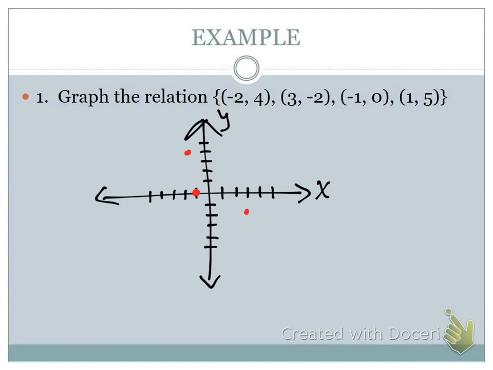Trying to make my points a little bigger. All right, what about 1, 5? Izzy? Go over to right 1, go up 5. Good, right 1 and then up 5.